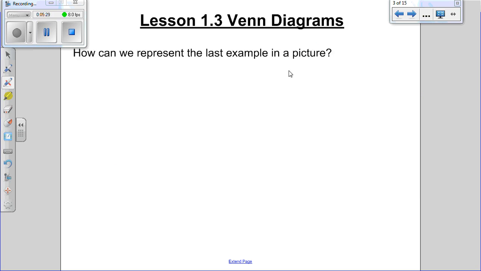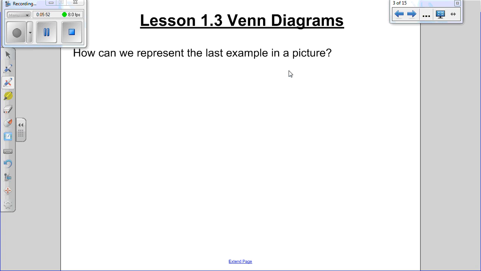Now, sometimes writing out all those lists can be a little bit of a pain, and there's actually ways you could represent those things in picture form. So our first question here is going to be, how can we represent the last example in picture form? We call that a Venn diagram, and that's what I'm going to show you how to do. You've probably seen them before. And if you haven't, that's okay. You don't need to have seen them before.